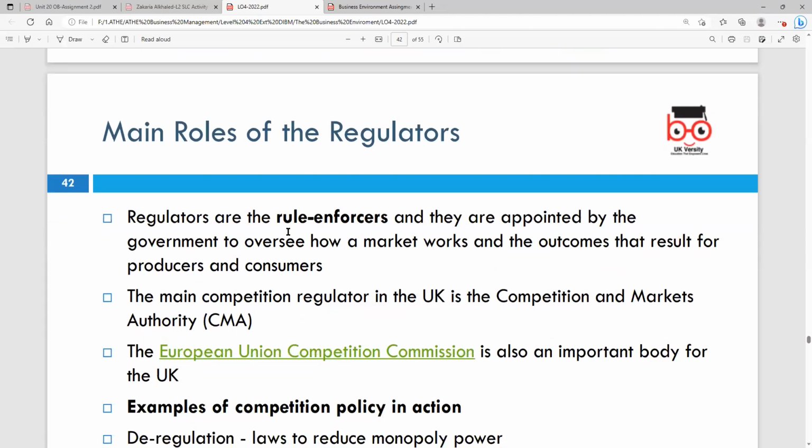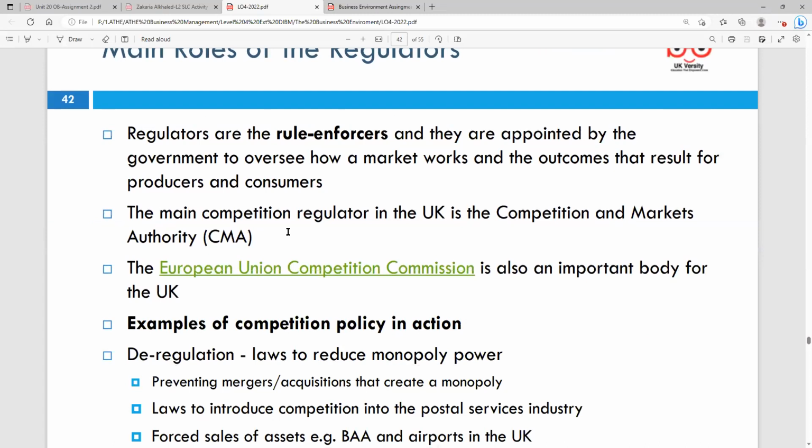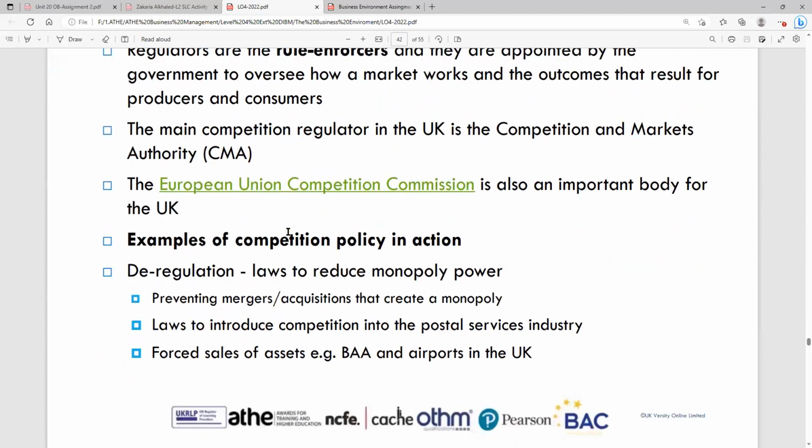of these regulators, for example, one of them is the Competition and Markets Authority, or the European Competition Commission. Their role is to look at how a market works, and the outcomes that result for producers and consumers. The Competition Authority looks at competition policy. It looks at deregulation. It looks at preventing mergers. It looks at making laws to introduce competition into other industries. It looks at, for example, acquisitions that create a monopoly.